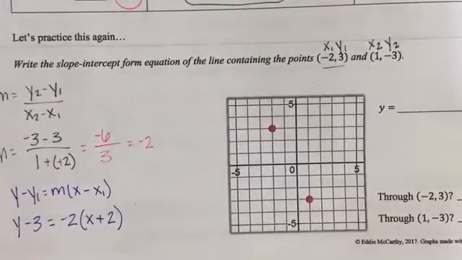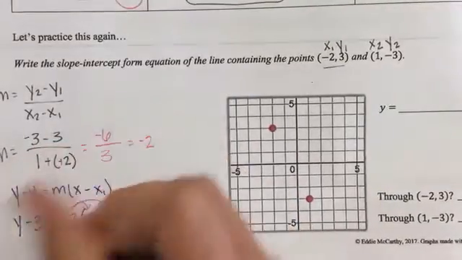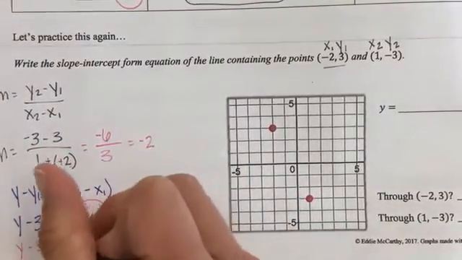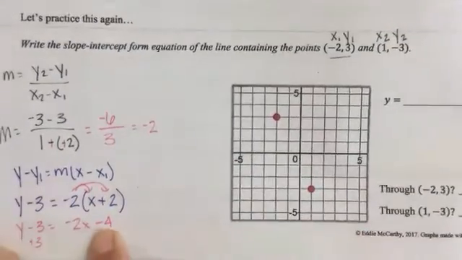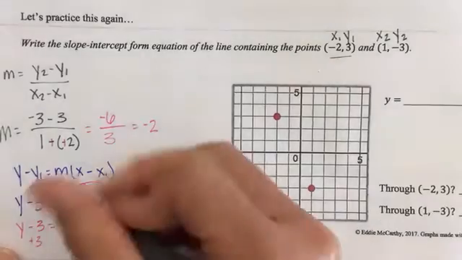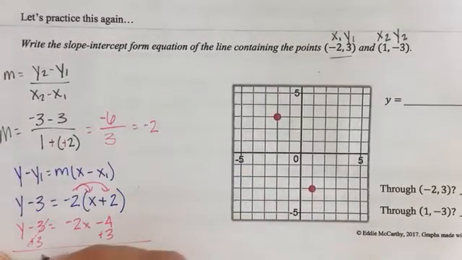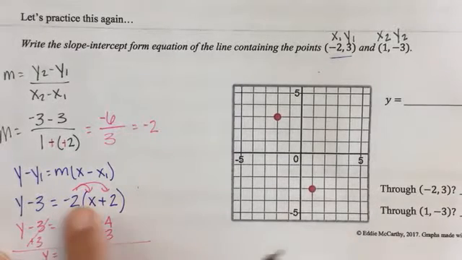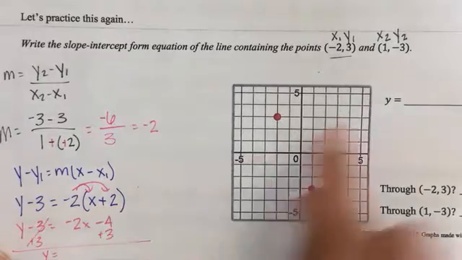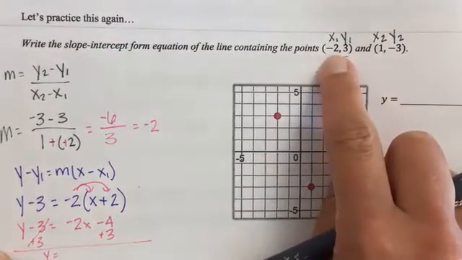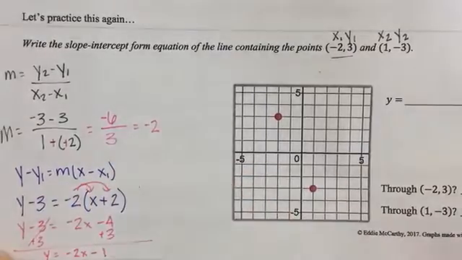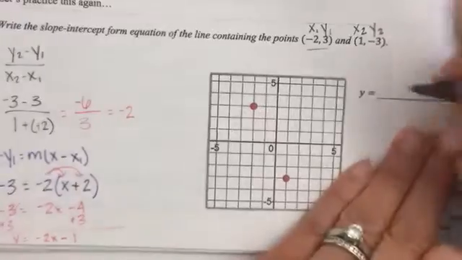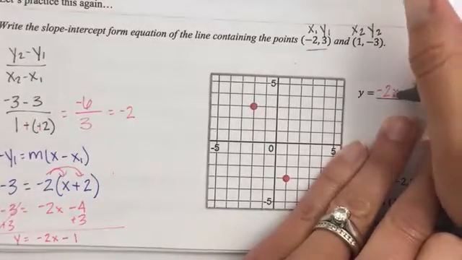Then we distribute. -2x minus 4. Last step is to move that. Yep, -4 or -4 is the same thing. Nope, this was a +2 because my point was a -2. Oh, okay, good question. And then -4 plus 3 gives us a -1. So my equation is y equals -2x minus 1.